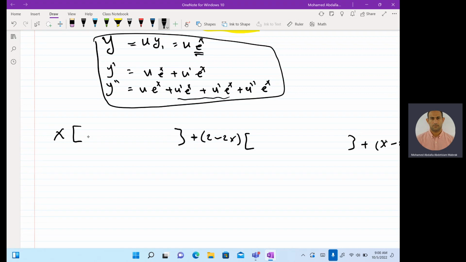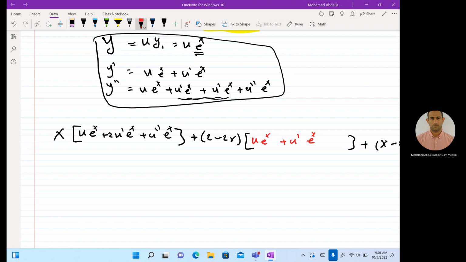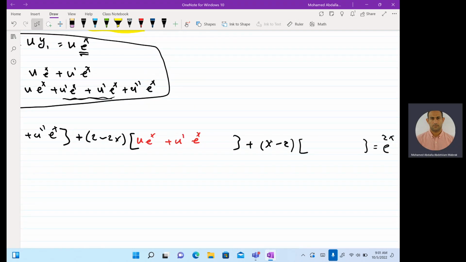So I will substitute y double dash here, where I can add those two parts. So this will be u e to the power x plus 2 u dash e to the power x plus u double dash e to the power x. Right? Let me write y dash in a different color. Y dash is just u e to the power x plus u dash e to the power x. Then what is our y? It's u e to the power x, right?